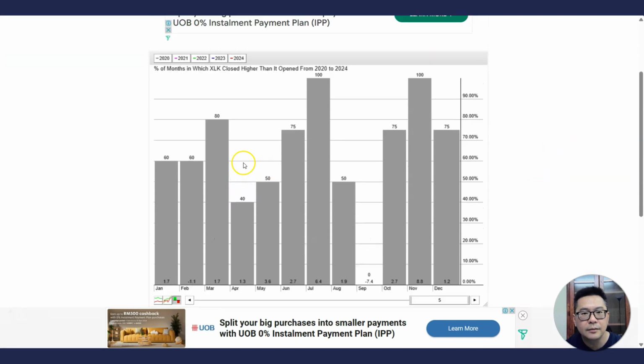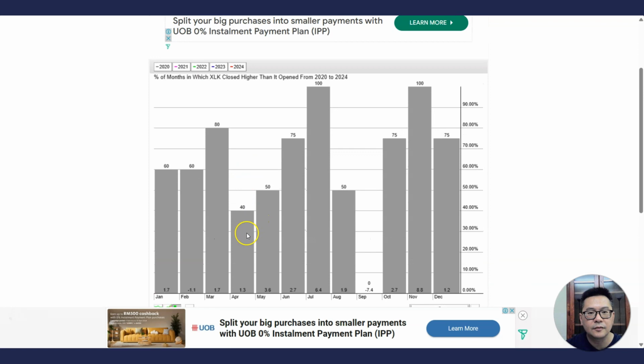Okay, let's take a look at the seasonality chart of XLK. April has not been very kind for the tech sector. It has only closed higher 40% of the time, but June and July are good. They closed higher 75% and 100% of the time, and the tech rally in October, November, December is very good because it closes higher 75 to 100%.